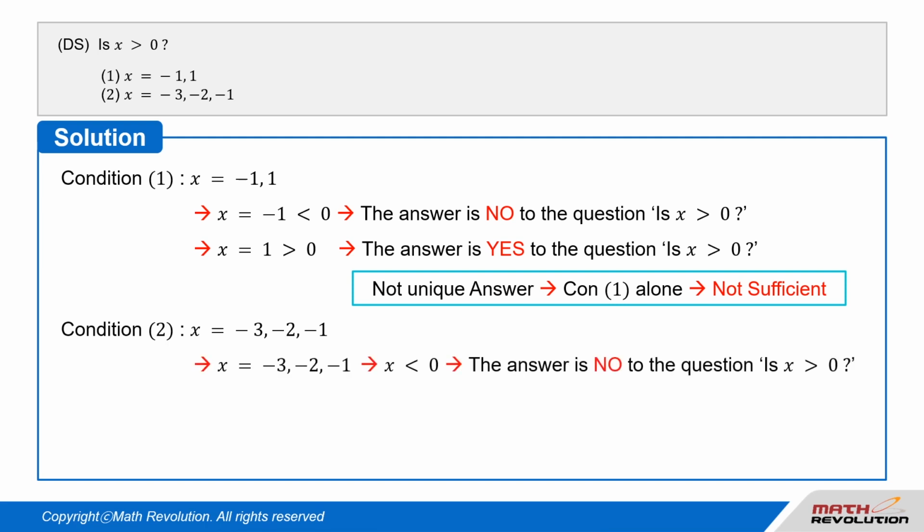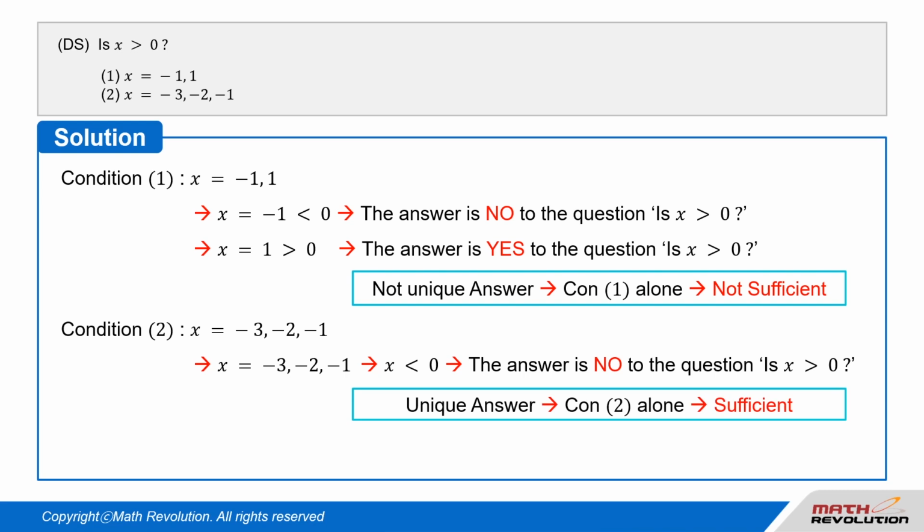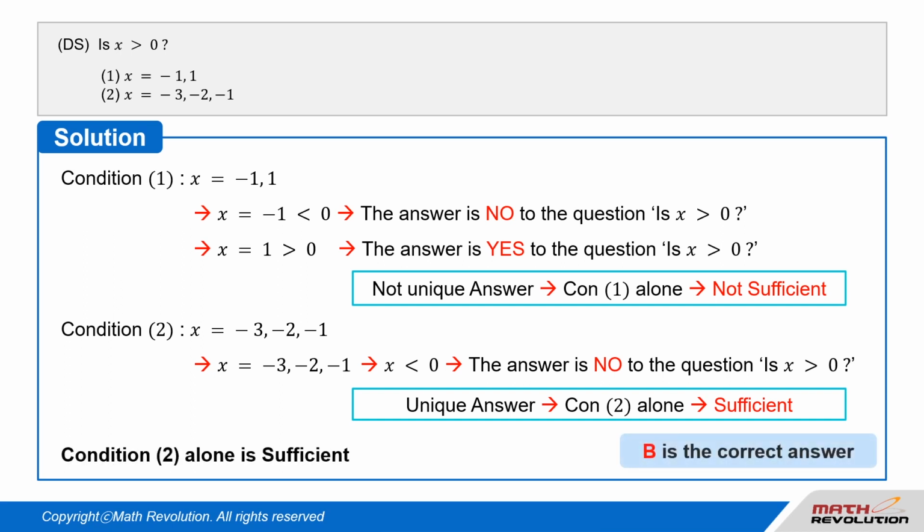This means x is less than 0 in each case. So our answer to is x greater than 0 is no. And this condition is sufficient as it gives a unique answer. Even if you see 100 numbers and the answer is no to all of them, they are sufficient because they are unique. Condition 2 alone is sufficient.